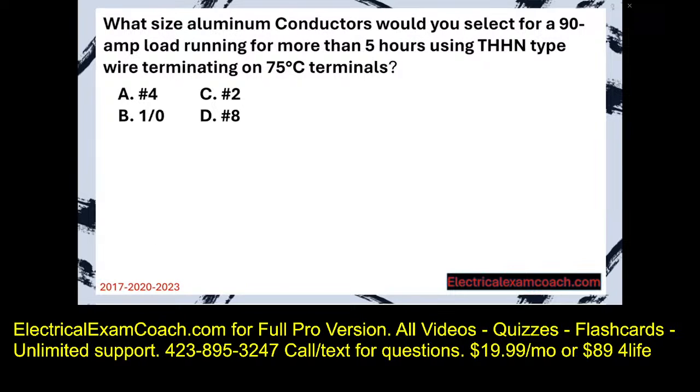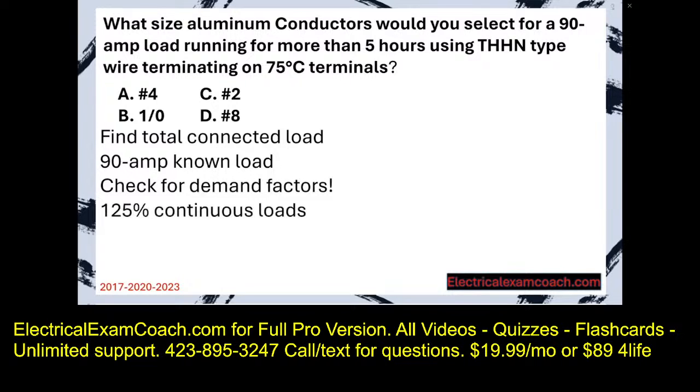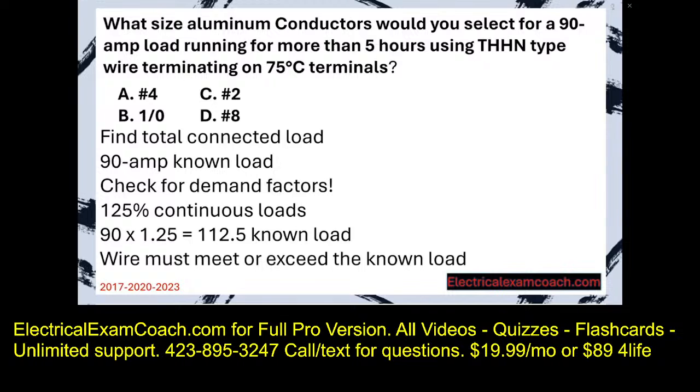What size aluminum conductors would you select for a 90 amp load running for more than 5 hours using THHN type wire terminating on 75° C terminals? Step 1, find the total connected load. Our starting known load is going to be 90 amps, but we must check for demand factors. In this case, we find out it's a continuous load. We're going to do our continuous load math. We take our starting known load, multiplied by 1.25, and that's going to give us a new known load of 112.5 amps. Now, we have to remember that all of our wire must meet or exceed the known load.